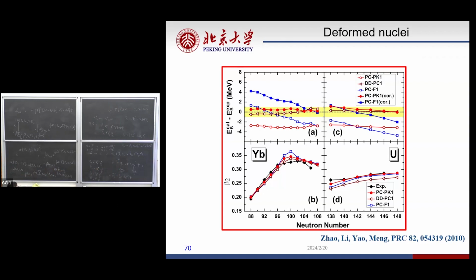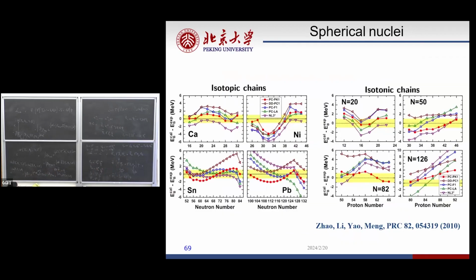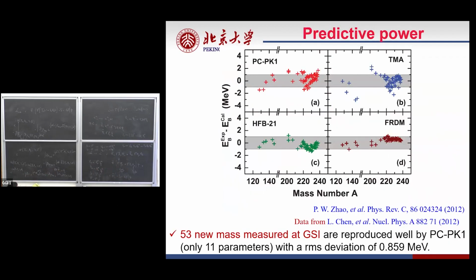And we also have this approach to describe the deformation near the neutron drip line. Therefore, the combination of this approach with PCPK1 could be extended to describe the whole nuclear chart. In particular, we can also gain confidence by examining the predictive power of the PCPK1.